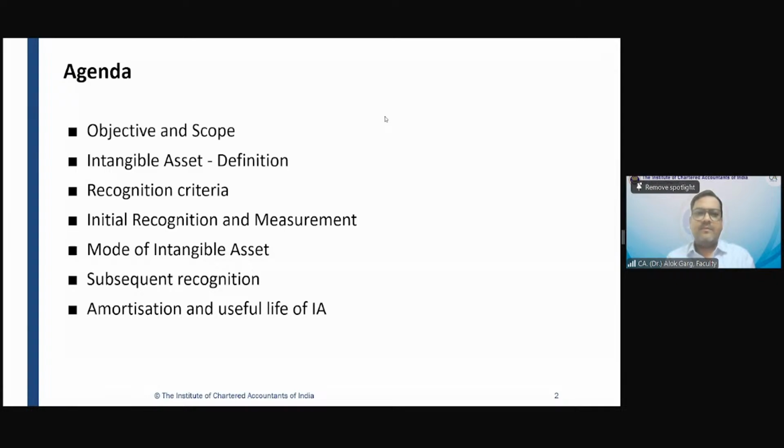Good morning, Shweta. Yes. So initial recognition and measurement.